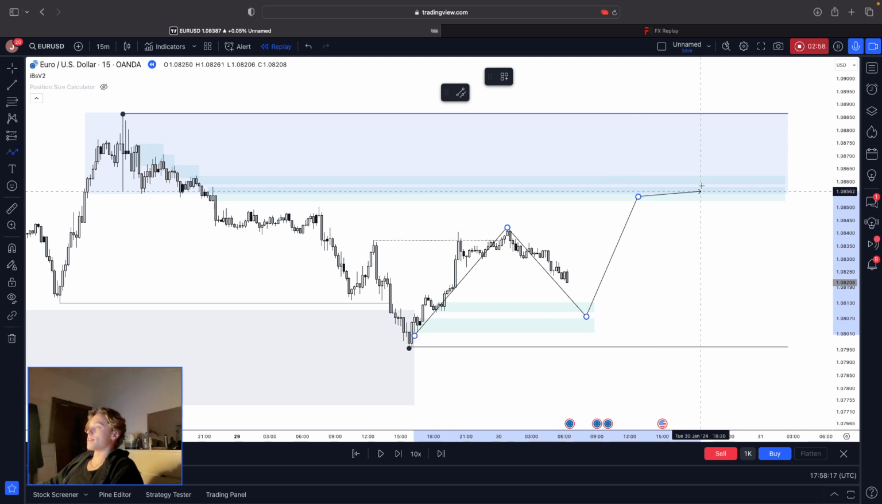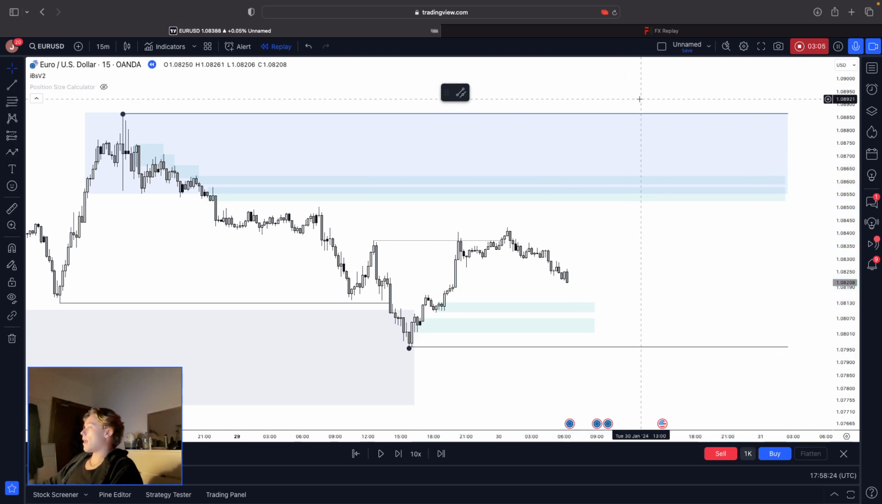And then when we get back into this area, I can start thinking, okay, maybe this swing pullback is over and we're going to start heading down. So yeah, that was my idea coming into the session. And let's just see how it played out.